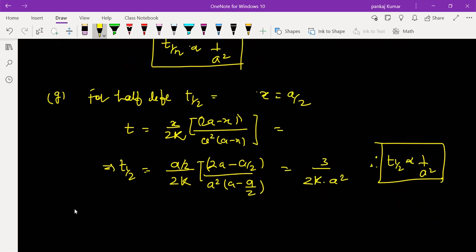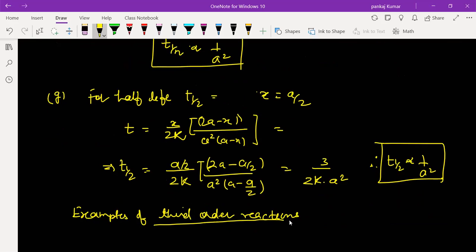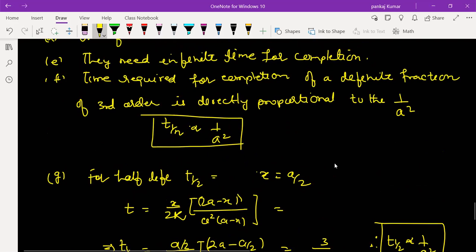Then examples of third order reactions. Okay, so write down the examples. What happened? Could you please scroll up, sir? Yes, sir, I am copying it. Okay, great.